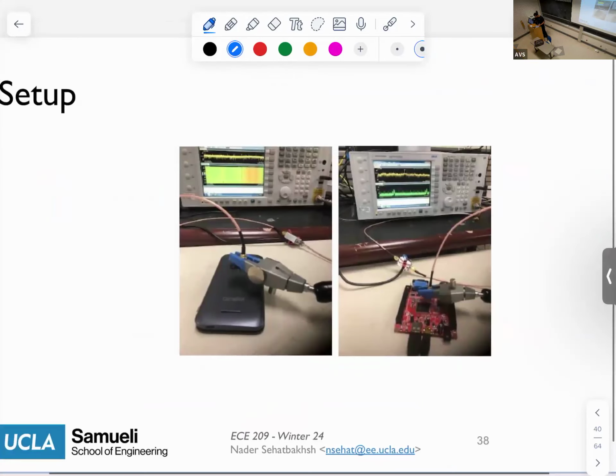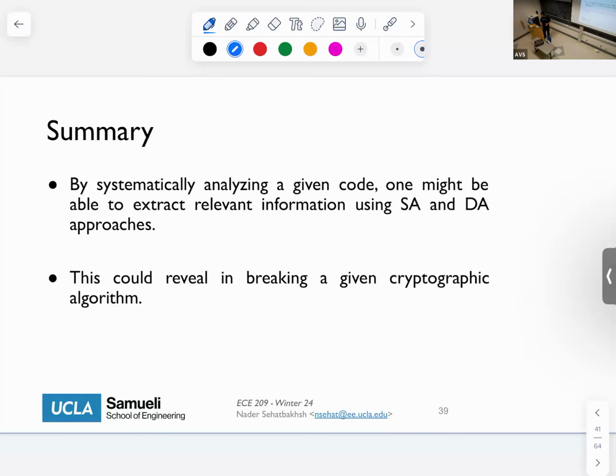And then they have pictures of real systems, like a mobile device and all those things. So generally, to summarize, by systematically analyzing a given code and having a sample of the device that you have, you might be able to extract valuable information from the attacker's perspective. And then you can use various different tricks, a combination of code analysis, running multiple experiments, and then of course usage of signal processing and machine learning in order to break that system.